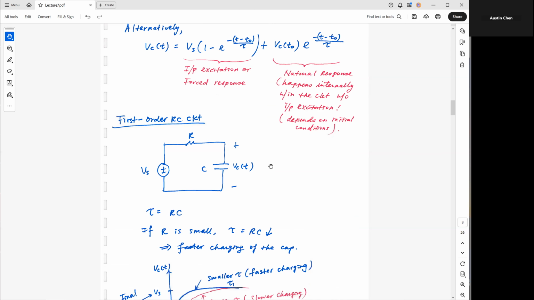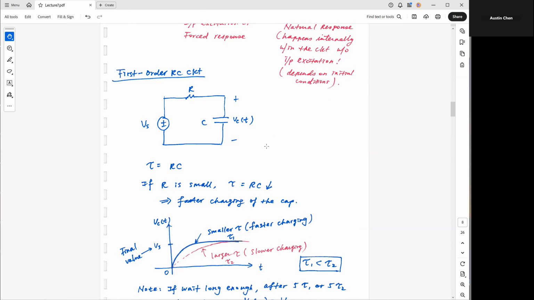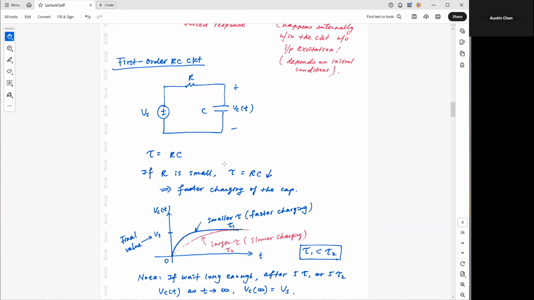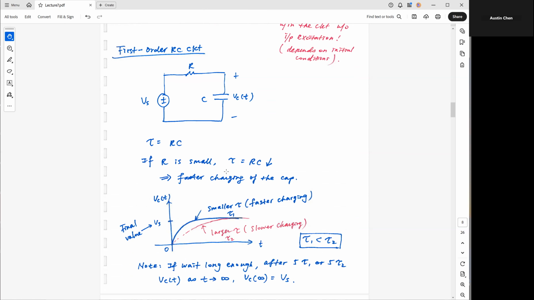Let's now talk about, I wanted to show you just for comparison, again the same circuit. I have this forcing function with this resistor and this capacitor. Now I'm going to compare 2 different time constants, tau1 and tau2. Let's say tau1 is smaller than tau2.